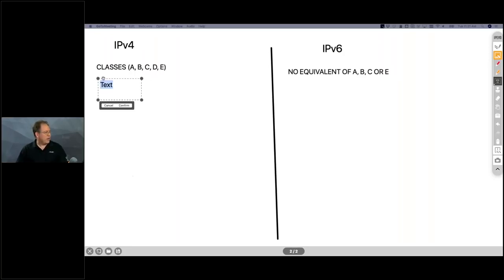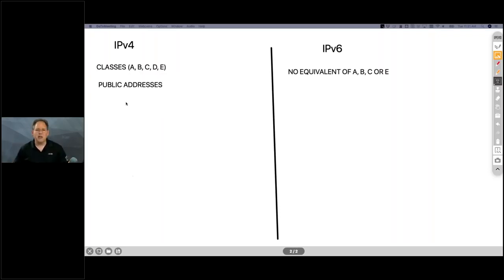So in the world of IPv4, classes A, B, and C, if we thought about our A, B, and C addresses, there were sort of subdivisions within those. For example, one of the subdivisions was public addresses.